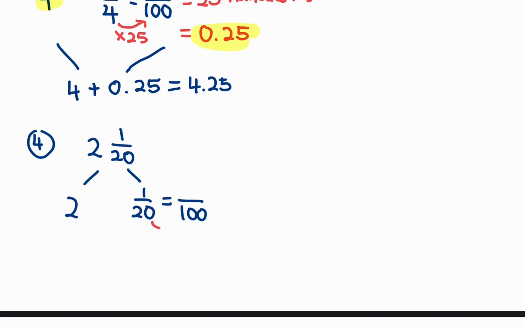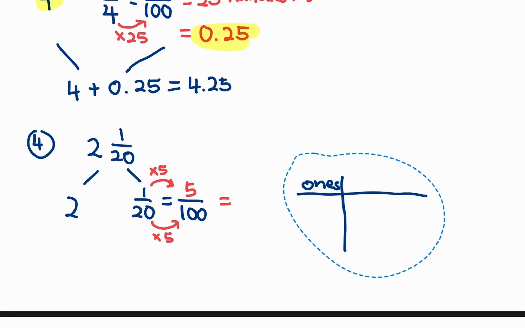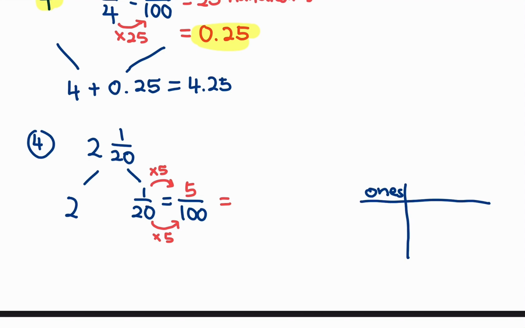From 20, how to get to 100? What must you do? Okay, bottom times 5. Okay, 1 times 5 gives me 5. So 5 out of 100. 5 out of 100 is the same as what? If you don't know, you draw your place value chart. You start with your ones, then followed by your what? 5 out of 100 is equal to 5 hundredths.